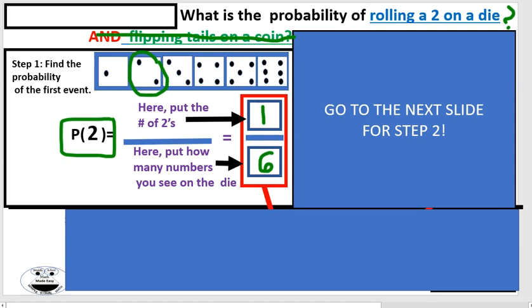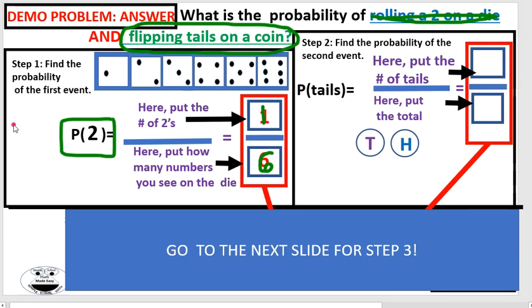Now we're going to ignore this part of the problem and break it up into a separate problem. We did that part. Now, what is the probability of flipping tails on a coin? When you break it up into different steps, I think that is a very good strategy so you don't get overwhelmed. Even though we have all this here, we're just going to ignore it and look at step 2: find the probability of the second event, which is flipping tails on a coin.